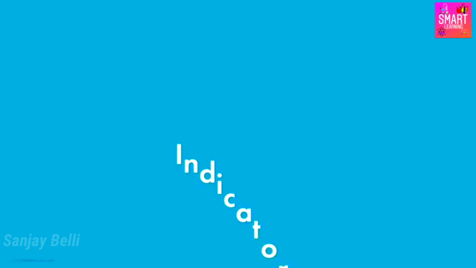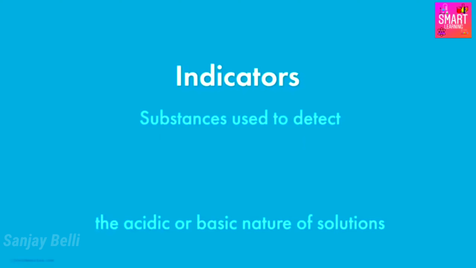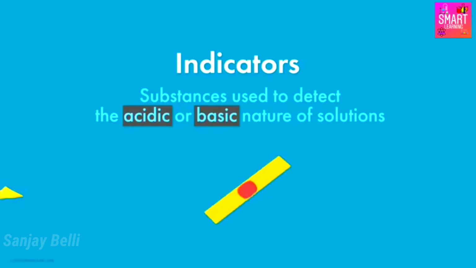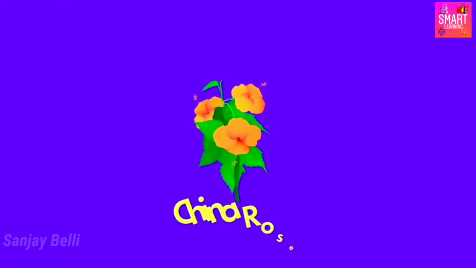The previous video got us familiar with the concept of indicators. Indicators are the substances that are used to detect the acidic or basic nature of solutions. We have seen how turmeric acts efficiently as a natural indicator. Now let's talk about another natural indicator, and that is China rose.